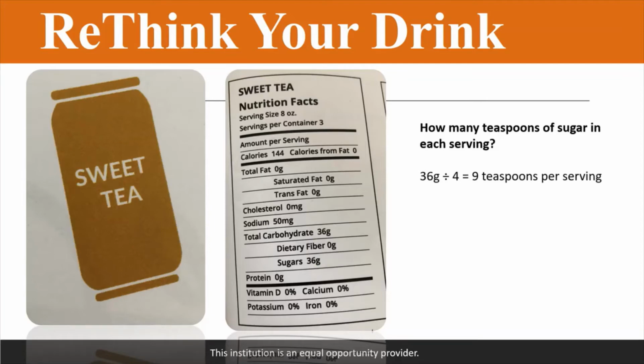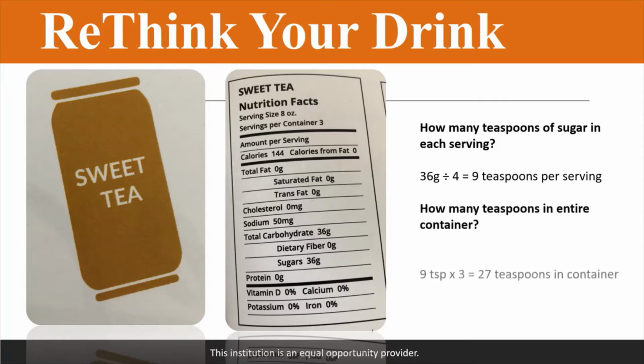Same thing, we want to check how many servings are in this whole container. You go to the top, and you see we actually have 3 servings in this container. So you have to take your 9 teaspoons and multiply it by 3 servings, and that's if you drank the whole container. That tells us there's actually 27 teaspoons in this whole container. Quite a bit in the sweet tea.